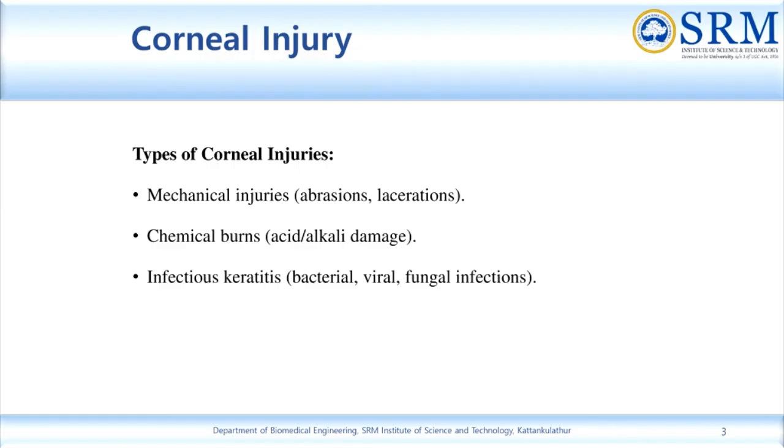So what are the different types of corneal injuries that can take place? There can be mechanical injuries, like a scratch, abrasion, lacerations, etc. Or there can be chemicals that are accidentally introduced, or that basically fall on your eye. So acid or alkali damage can be there, and there can also be infections, infectious keratitis. Bacterial, fungal, viral infections can also affect the cornea.